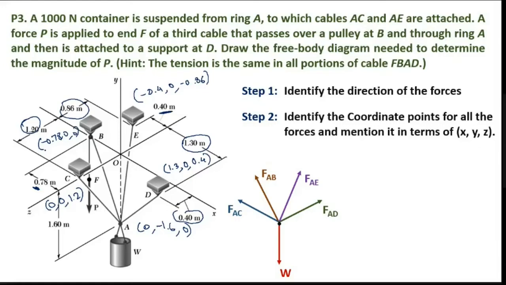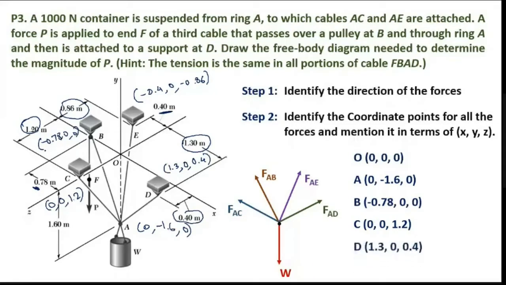You find out the coordinates alone. If you know that, then it is easy for you. Then the procedure is the same. So O is 0, 0, 0. A is, as I told you, 0, minus 1.6. So B is this, and C is this one. D and last E. So I got all the points.